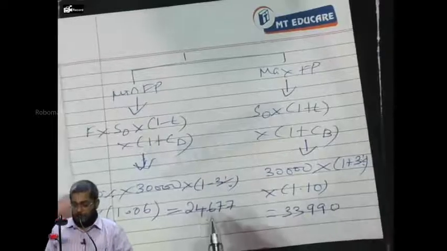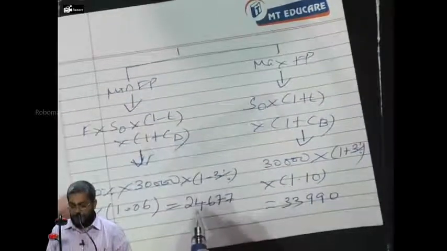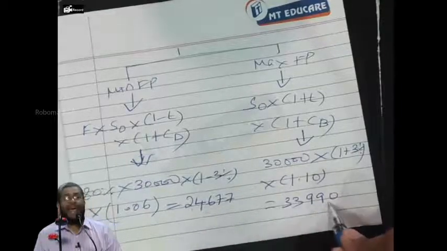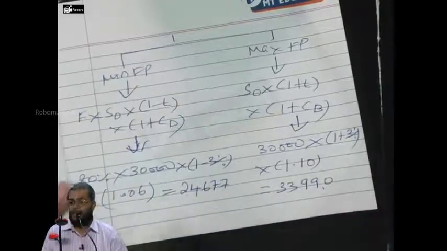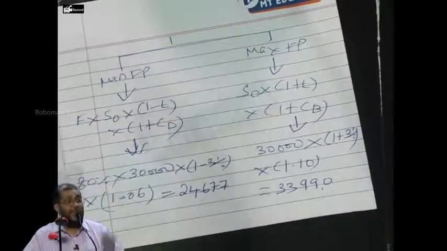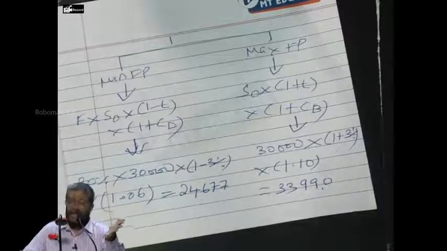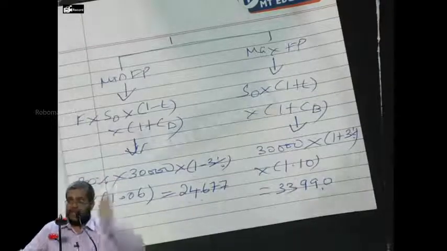Now, if the futures price, forget about the fraction return back, is between 24,667 and 33,990, can I make arbitrage profit? No. It's beyond that. Below this only, arbitrage profit is possible. Earlier, at a price below that, arbitrage by selling today and buying futures; above that, arbitrage by buying today and selling in futures.